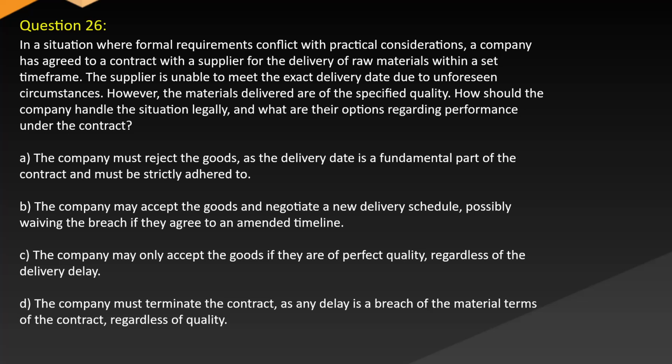A. The company must reject the goods, as the delivery date is a fundamental part of the contract and must be strictly adhered to. B. The company may accept the goods and negotiate a new delivery schedule, possibly waiving the breach if they agree to an amended timeline. C. The company may only accept the goods if they are of perfect quality, regardless of the delivery delay. D. The company must terminate the contract, as any delay is a breach of material terms of the contract, regardless of quality.